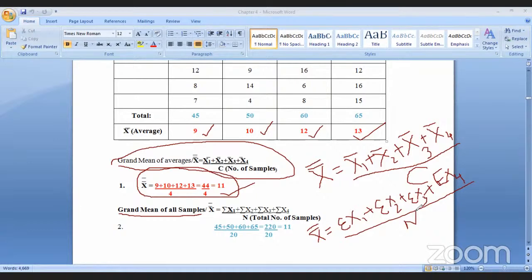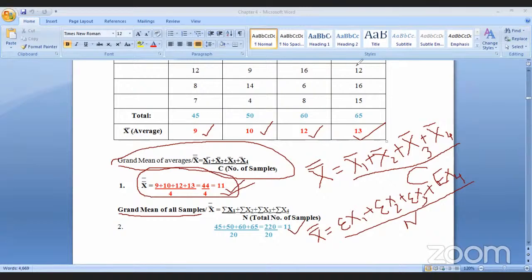So this is the important thing, that while you are calculating x double bar for the first time and second time, you need to get the same value. Then only your problem is correct. You have done it without any mistake. If you get a different number, then you have done a small mistake anywhere. Okay, go through again and check whether the two numbers are the same or not. See here 11 is same and here also 11 is same. Okay, shall I go to the next one?